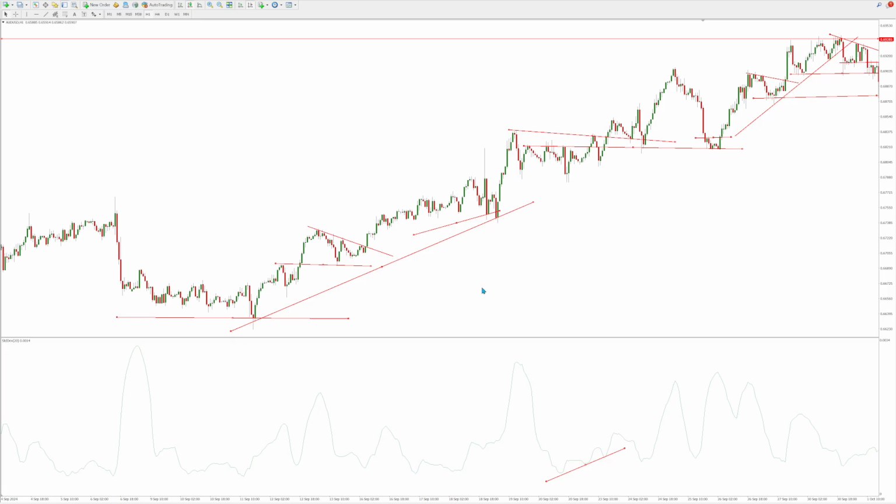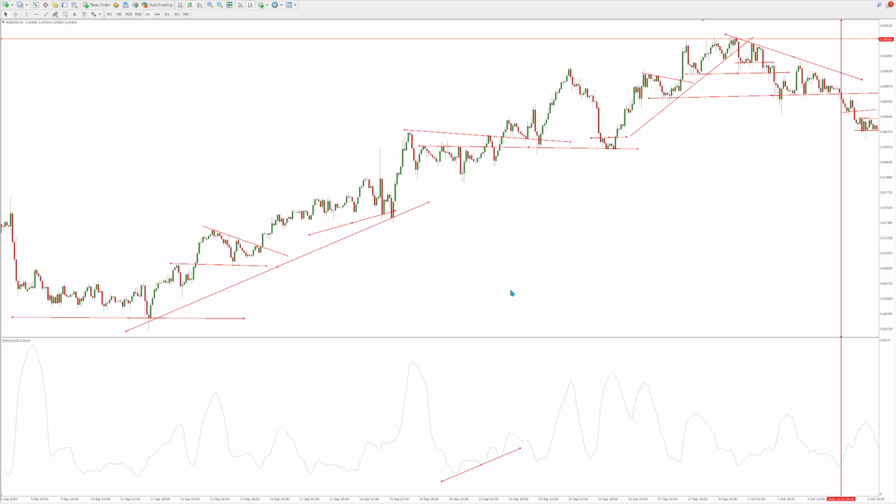So hopefully that's given you an idea of how you can implement the standard deviation indicator within your trading. I do prefer myself price action analysis, support and resistance, trend lines, and as always, good money management.